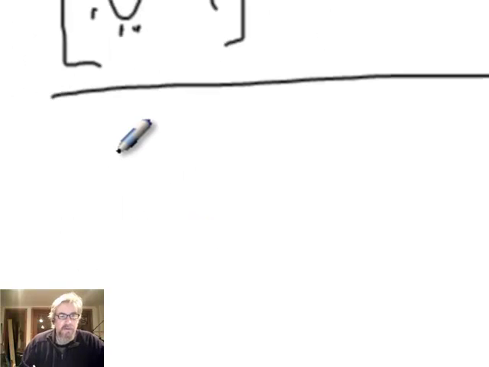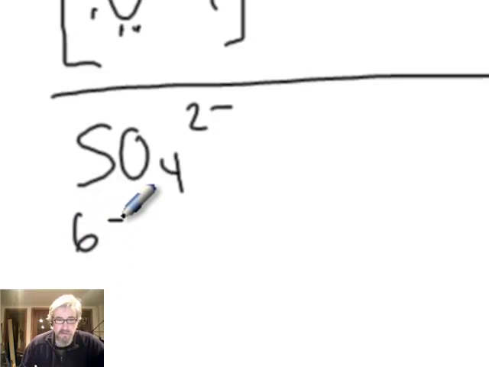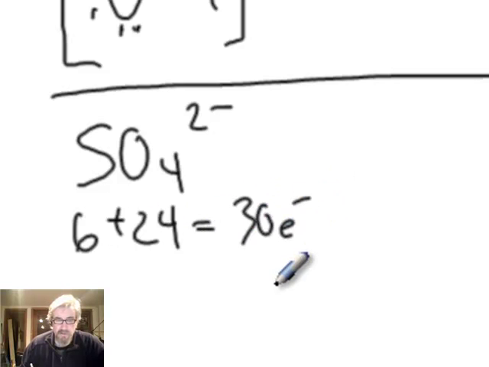Let's try another one. Let's try this ion, sulfate, SO4 2-. At this point, you don't have to draw the dot notation probably every time. You can just look at the group number and do this quickly without drawing out the dot notation. I'm going to try that here. Sulfur I know is in group 6, so that should give me 6 electrons. Oxygen is in group 6 also, and there's 4 of them. 6 times 4 is 24, so that should give me 24 more electrons. So when I add 6 to 24, I get 30 electrons total.